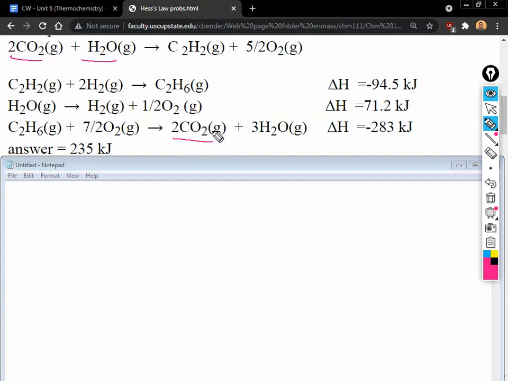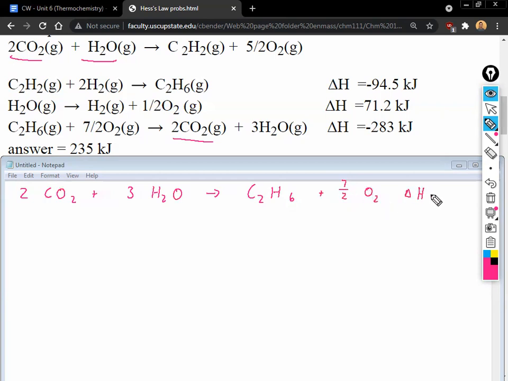So what do we need to do to switch the equation around? What happens if we switch the equation around? Yeah, we have to change the sign of the enthalpy, right? So when we switch it, it turns positive. Okay, 7/2.